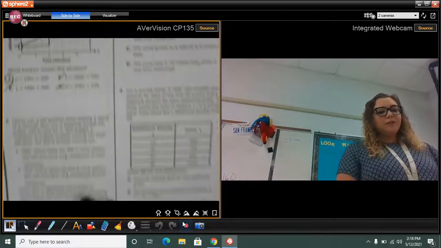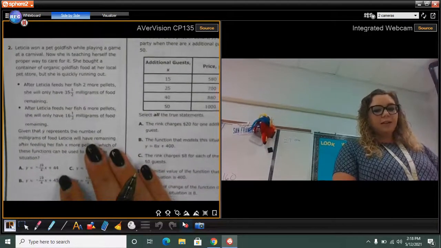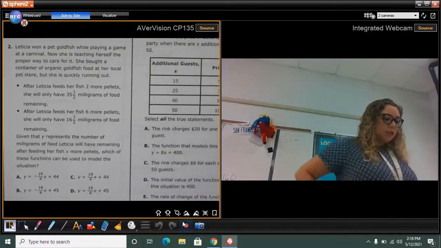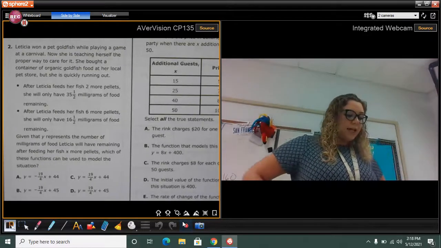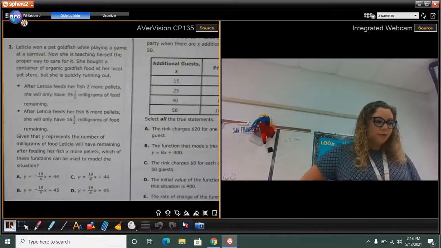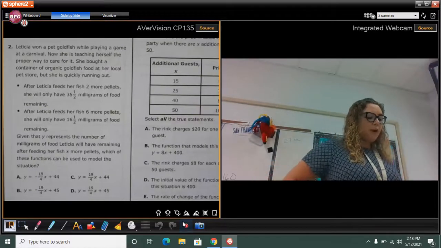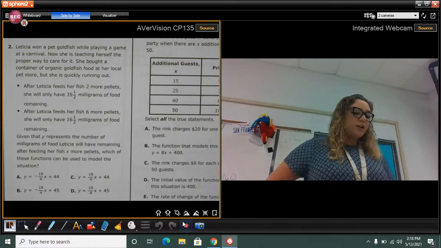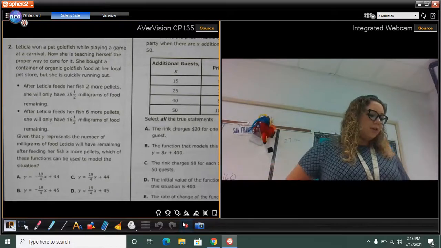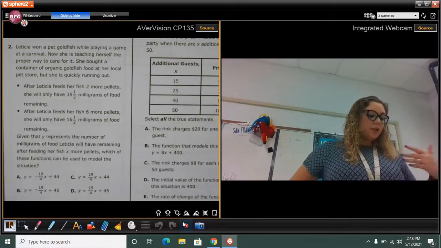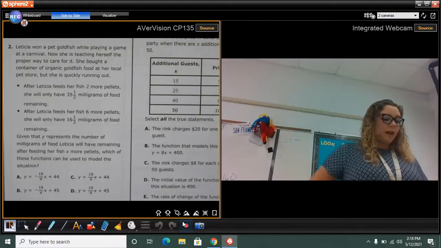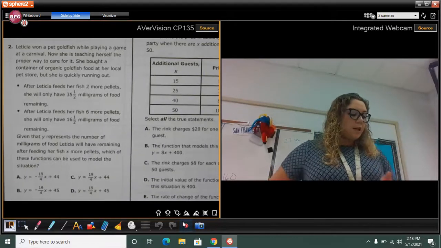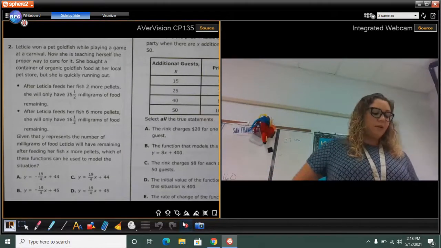The second one is a little different, and I cannot pronounce the name, but I am going to do my best. Letitia won a pet goldfish while playing a game at a carnival. Now she is teaching herself the proper way to care for it. She bought a container of organic goldfish food at a local pet store, but she is quickly running out. After Letitia feeds her fish 2 more pellets, she will only have 35.5 milligrams of food remaining. After Letitia feeds her fish 6 more pellets, she will only have 16.5 milligrams of food remaining.